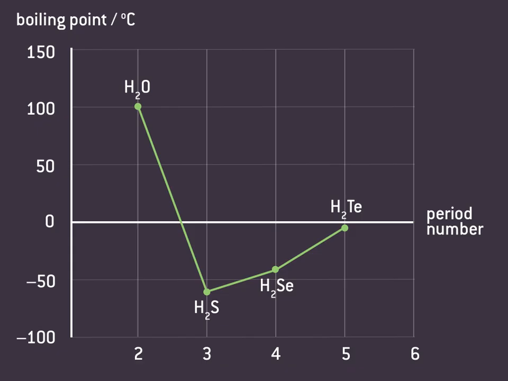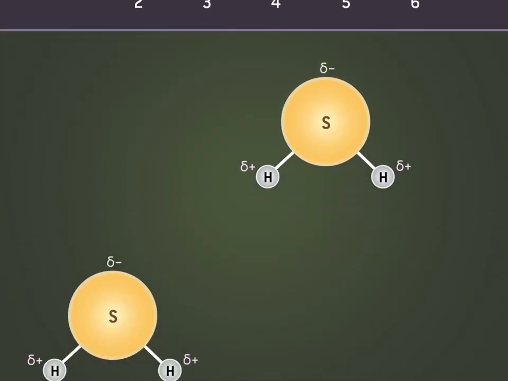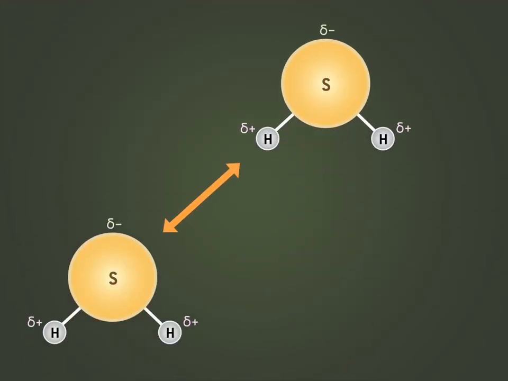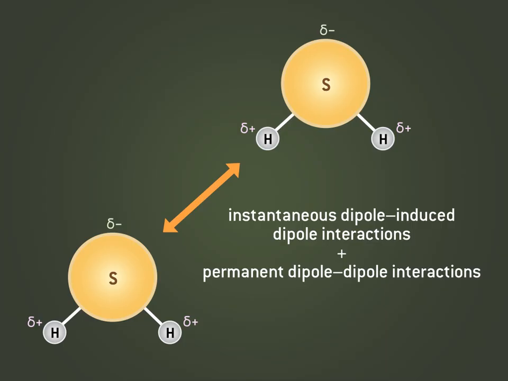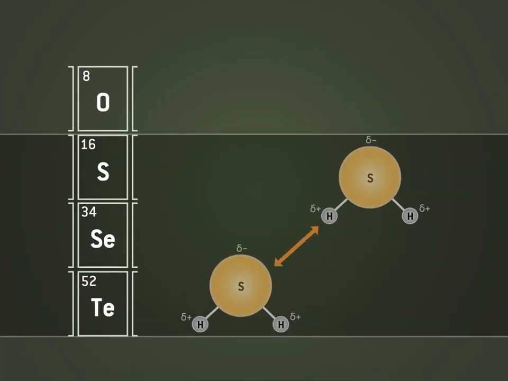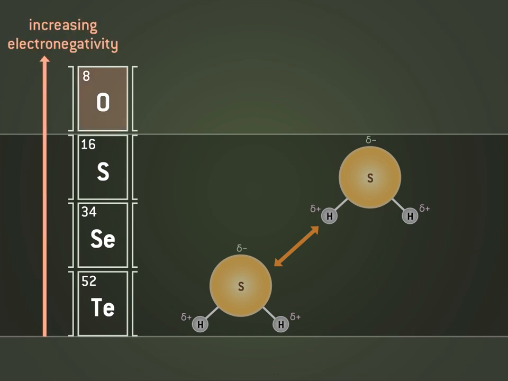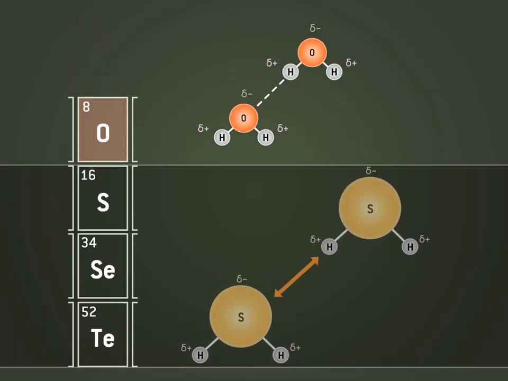So, how does hydrogen bonding explain the higher than expected boiling point of water? In all of the other group 6 hydrides, there are permanent dipole-dipole interactions between the polar molecules, in addition to instantaneous dipole-induced dipole interactions. But in water, oxygen is so electronegative, and is the smallest atom in the group with little electron shielding, that hydrogen bonding occurs. These strong intermolecular forces mean that more energy is required to separate the molecules, so the boiling point is higher.